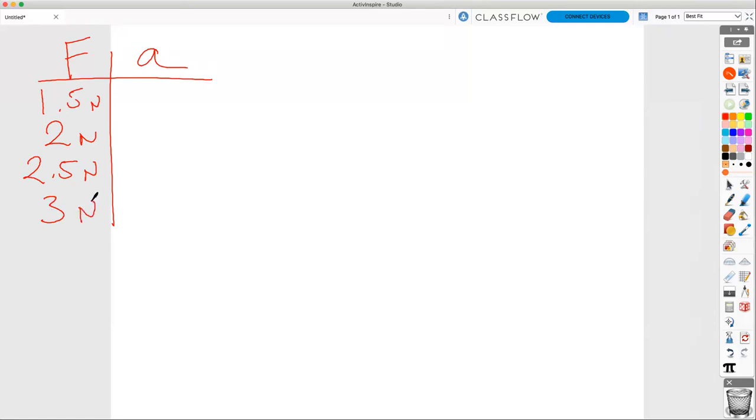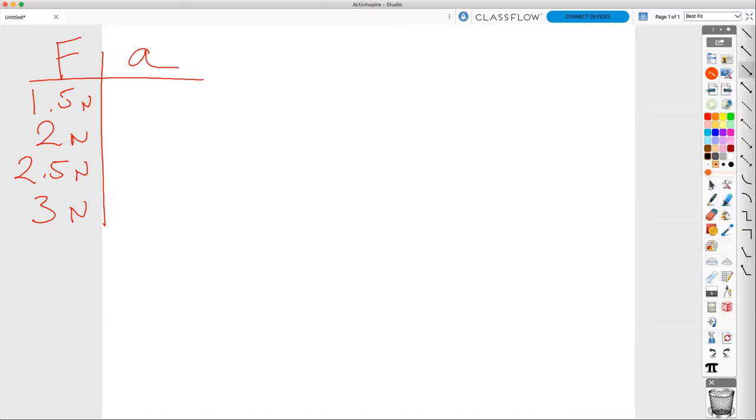And what was the acceleration corresponding to those? We start with the 1.5 newtons, which we'll draw a quick coordinate system. This is what I want you to draw on your paper. There's a Y and then an X plot.